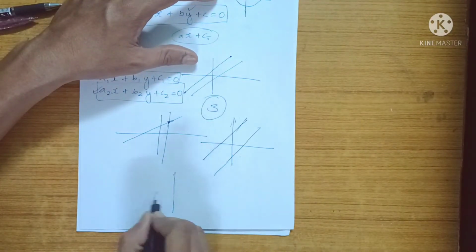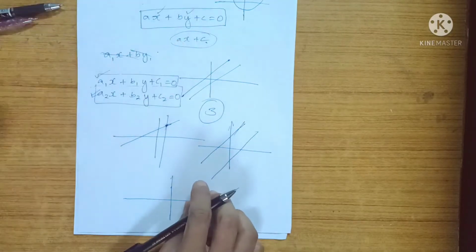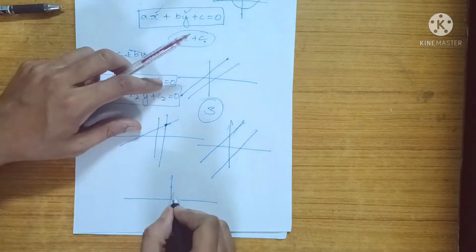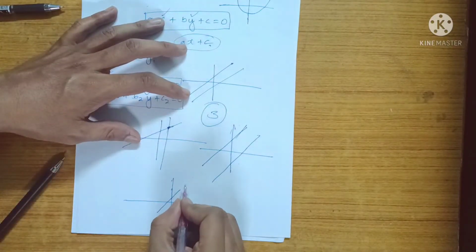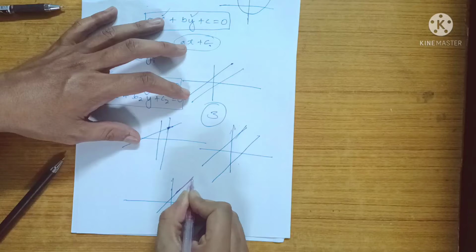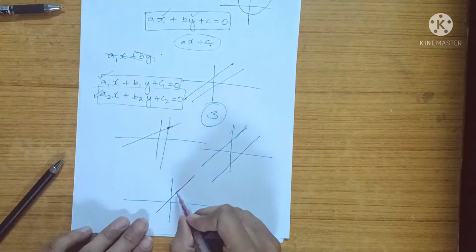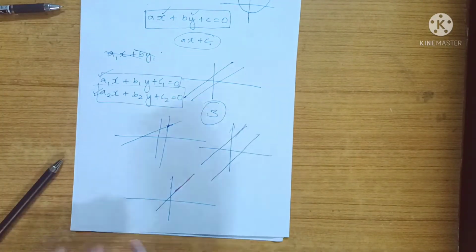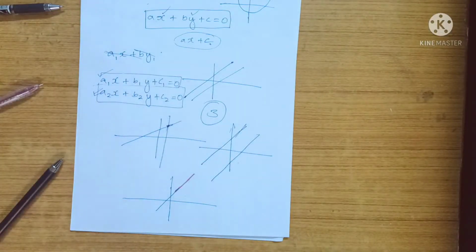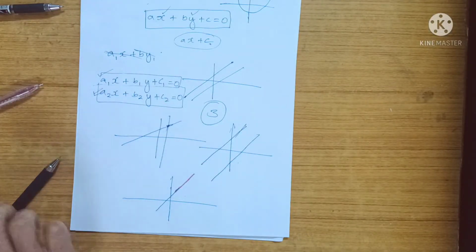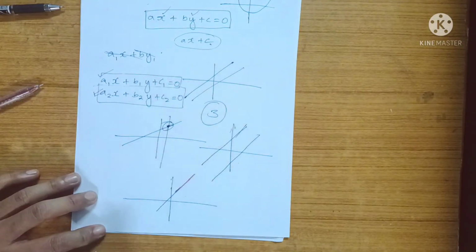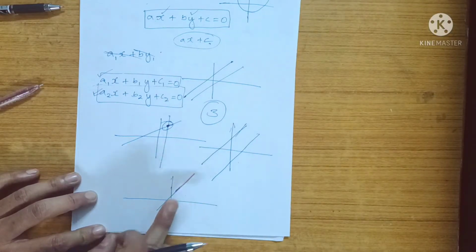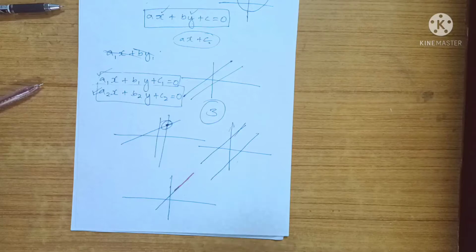And the third option is, let me use one line here and the other line also here. Got it? So they're overlapping each other, on top of each other, which is called coincident. Okay, so there are three possible outcomes. One is meeting at one particular point, one is parallel, never meeting, one is overlapping on top of the other.